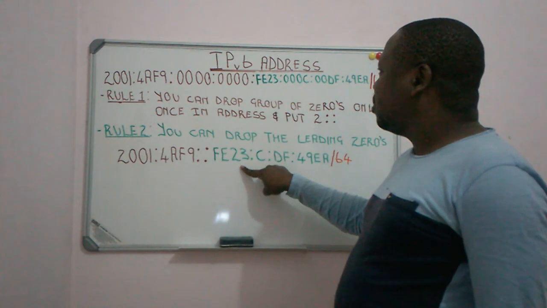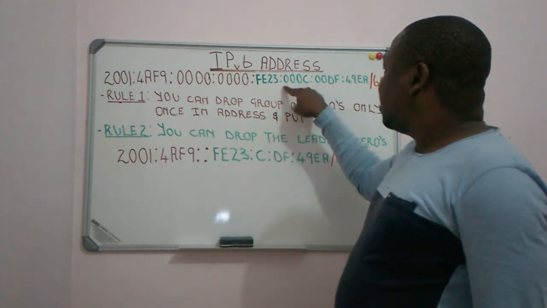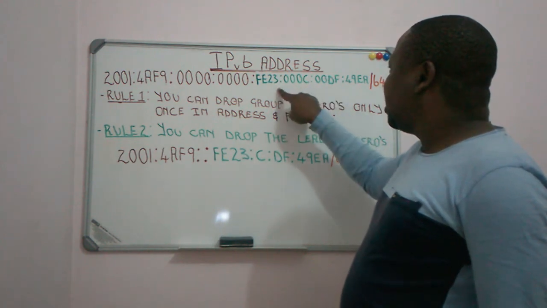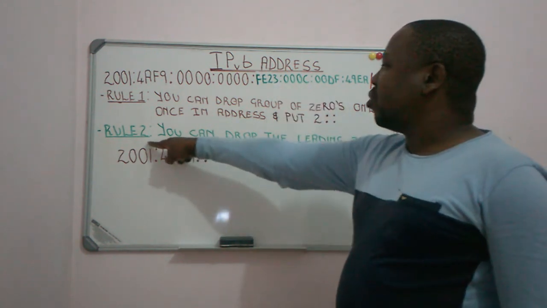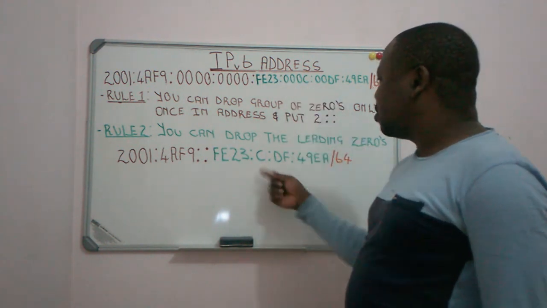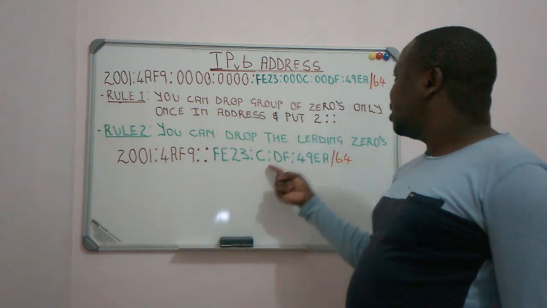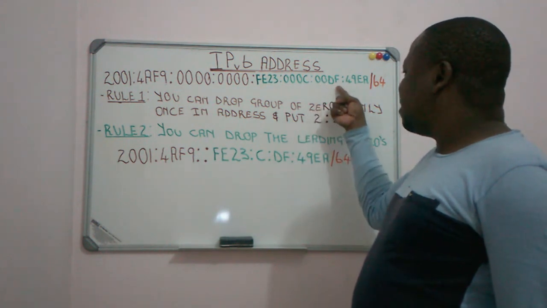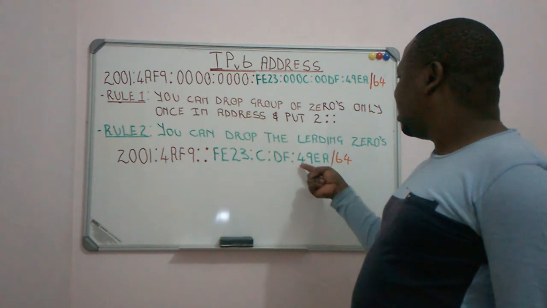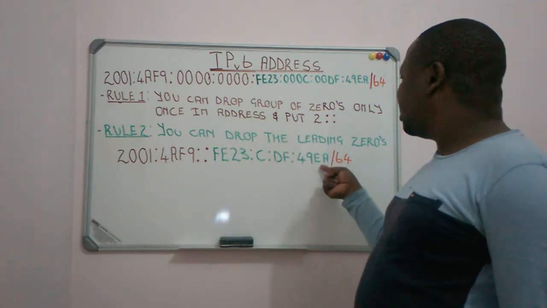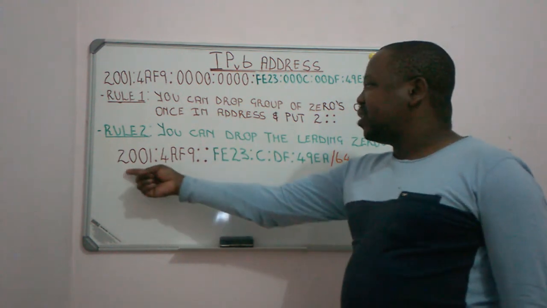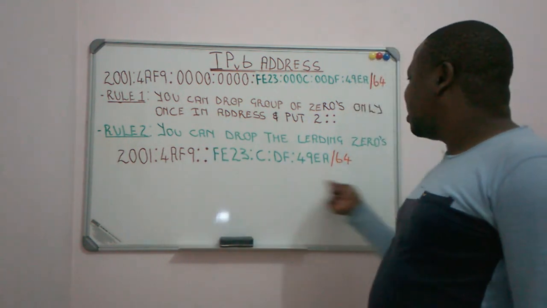F3 remains the same, and then as you can see we had 00C. We applied rule number 2 and dropped our leading zeros, so we have C, and then 00DF, we dropped our leading zeros, we have DF, and lastly we have 49EA/64. You can write or simplify your address in this manner.